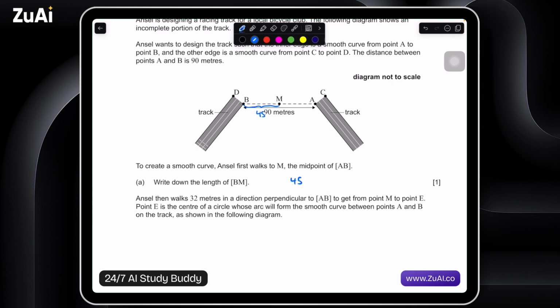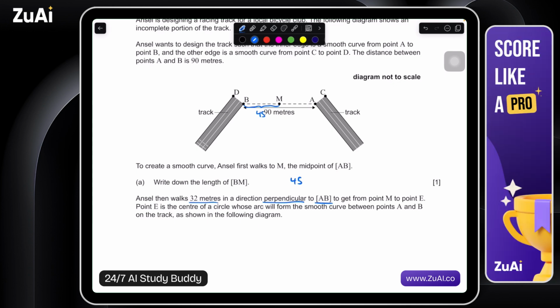Ansel then walks 32 meters in a direction that is perpendicular to AB to get from point M to point E. Point E is the center of a circle whose arc will form the smooth curve between A and B on the track as shown in the following diagram, and it's down here.